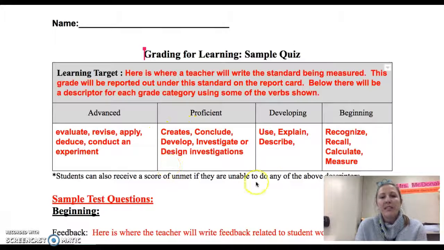To be proficient, they might have to create their own model, draw a conclusion, develop something, investigate something, have a lab, or design an investigation. And then finally here under advanced, this is where they take what they know and apply it to a new situation. So conducting an experiment they've designed and reporting out their results, applying their model to a new situation. This is sort of where they really have to stretch themselves. Usually in the advanced category, questions will require lots of time and thought.